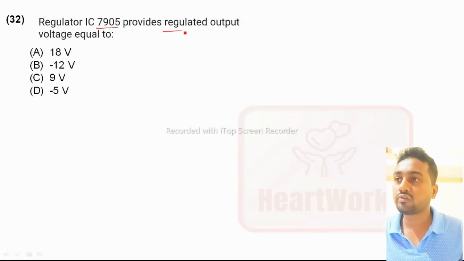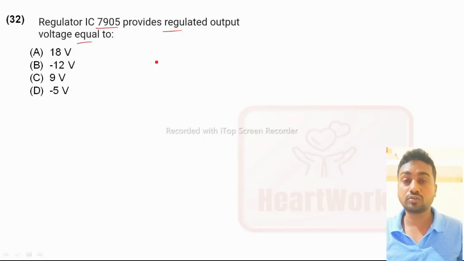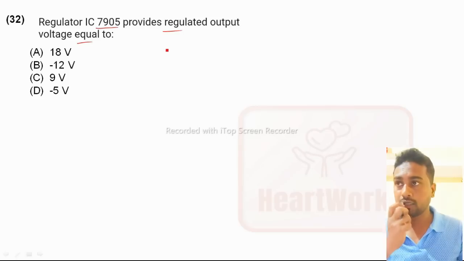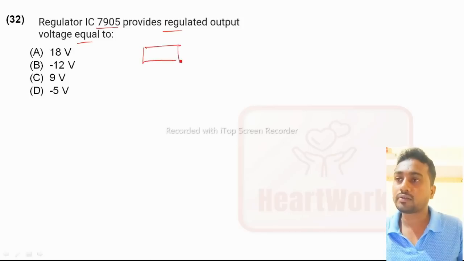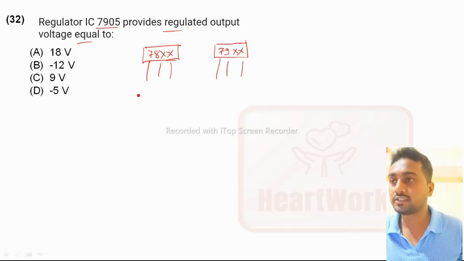Regulator IC 7905 provides regulated output voltage. A regulator IC is used to provide regulated output voltage. There are two types of voltage regulator ICs: positive regulator IC and negative voltage regulator IC. In a question, they may ask about two series, the 78 series and the 79 series. So these two types of ICs are there.